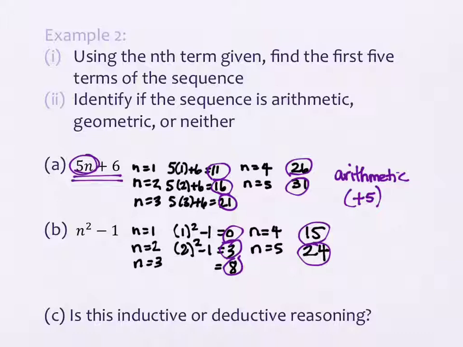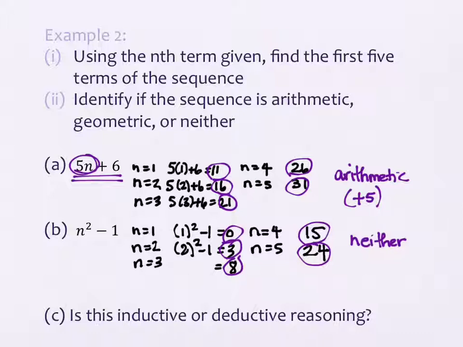0, 3, 8, 15, 24. Is this arithmetic, geometric, or neither? It is neither. It can't be geometric, let's just say that right off the top, because there's no number I can multiply 0 by and get anything else. So geometric gets whammied right off the bat. It's off the table.